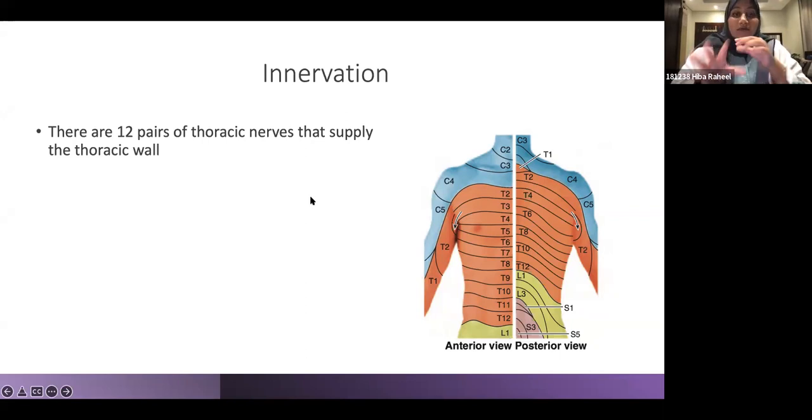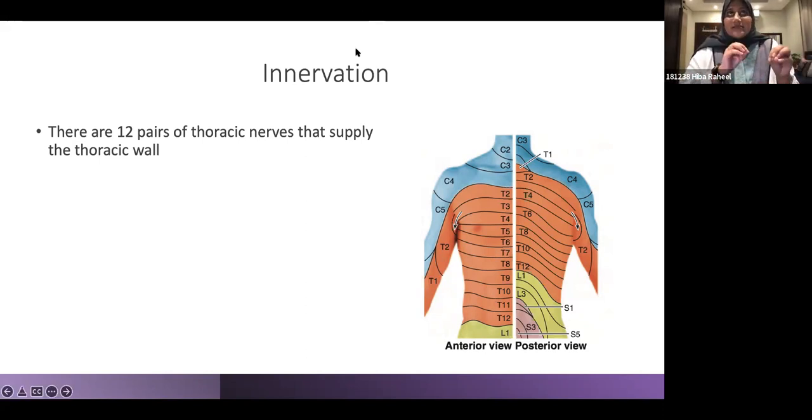So there are 12 pairs of thoracic nerves that supply the thoracic wall. Now, the ribs attach to the thoracic vertebra. That's why there are 12 pairs of ribs and 12 thoracic vertebra, okay? So don't confuse that. Every time there's a rib, it attaches to the thoracic vertebra. It does not go to the cervical. It does not go to the lumbar region. And along with the ribs, you have 12 pairs of thoracic nerves.